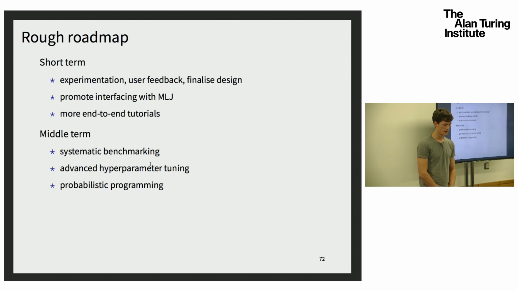In the middle term, there is something that I did not touch upon at all, but MLJ aims to facilitate systematic benchmarking of a range of models. If you train a bunch of models and you want to know which one is really the best one, beyond just doing cross-validation on a single model, and do that for a range of metrics, not just one. Then advanced hyperparameter tuning: there is a whole team working on how to do things beyond grid search, and hopefully we'll pull that into MLJ at some point. That would be really cool. And then probabilistic programming, as I mentioned.